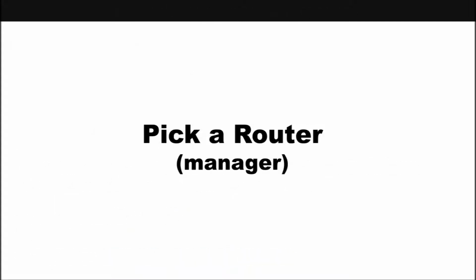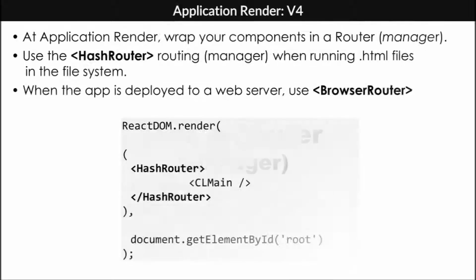Next thing you've got to do is pick a router manager. Manager is my term. And in HTML-based, as it were, React applications, you're going to be using hash router. And where are you going to be using it? Look at this: the application level render. Typically, we would just have CL main in there up until now. That's all we've done. We would just name the top level React component, and then all the other components would get cascaded out of there. Well, now we wrap that in the React Router manager, as it were.